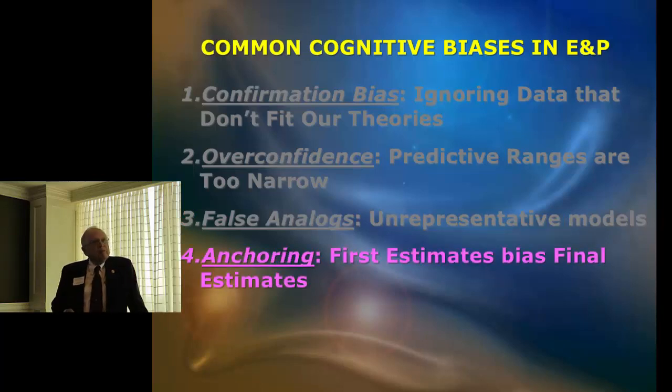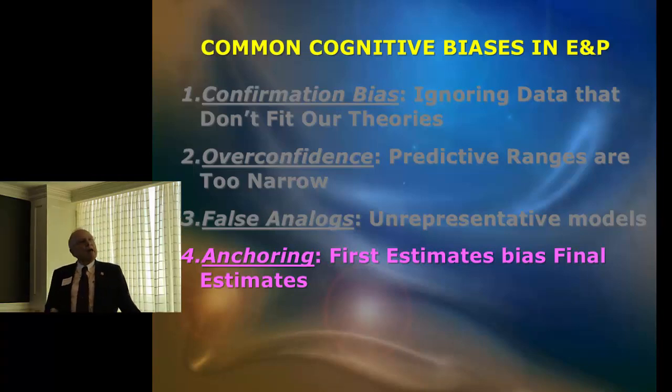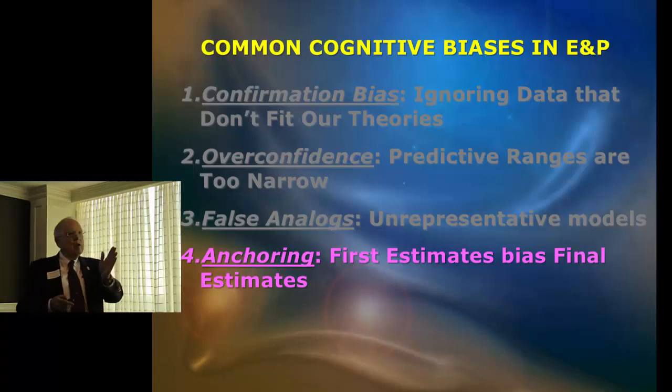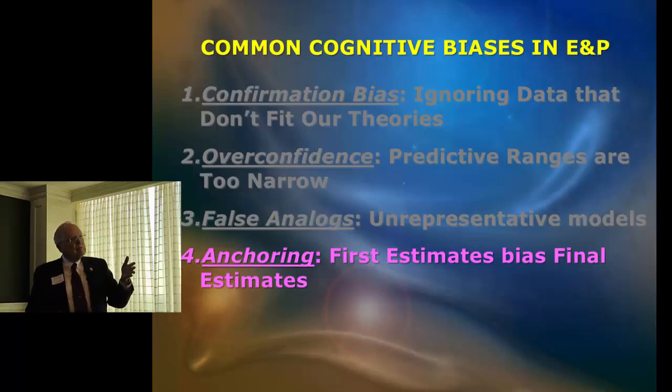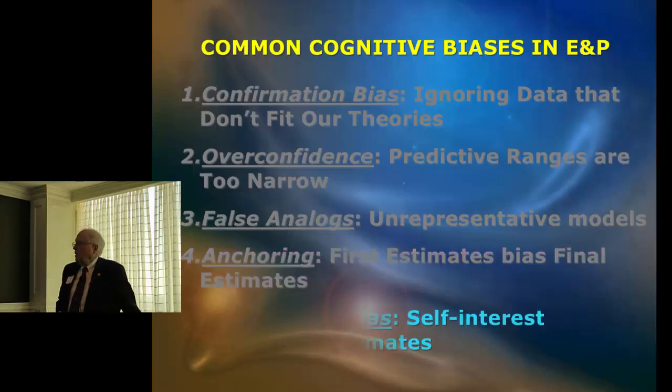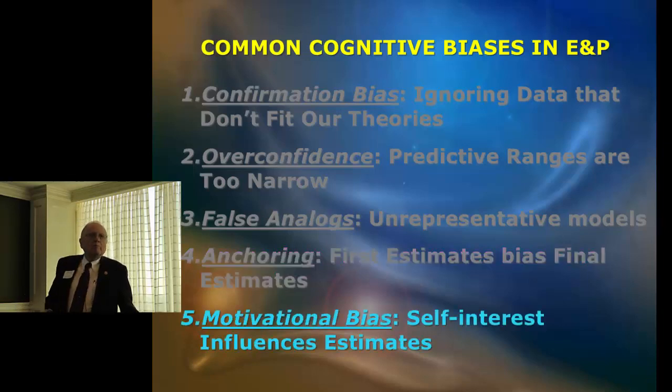Anchoring. Anchoring is the bias in which the first estimate you make has a way of biasing your final estimate. The original term for the psychologist is anchoring and adjustment. What we do, we pick a number, then we sort of test it against reality, against the facts that we see, and adjust and modify. And when that process doesn't go through to completion, what we see is that the first estimate biases the final estimate. And of course, motivational bias, that's where perceived self-interest has a way of influencing the technical estimates.